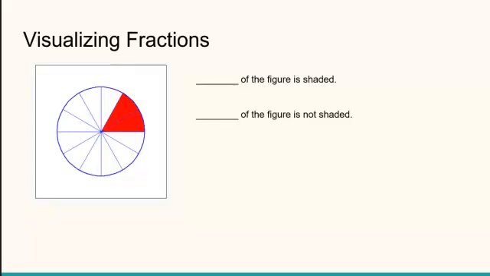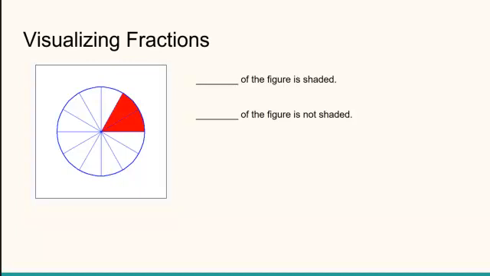Students tend to have a lot of trouble with fractions, so let's go over just a little bit about them and see if we can help clarify some things. We're supposed to look at this pie. It's cut into 12 pieces and 2 of the pieces are shaded red. So they want to know what fraction of the figure is shaded.